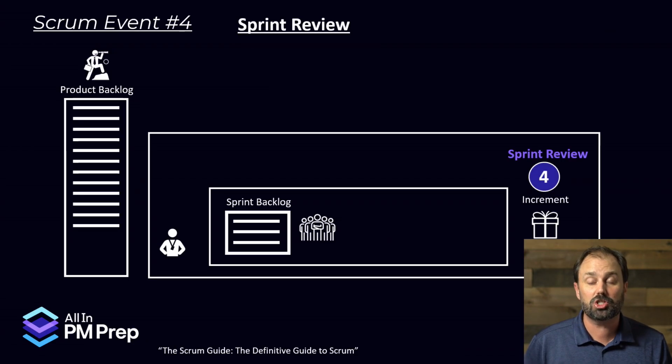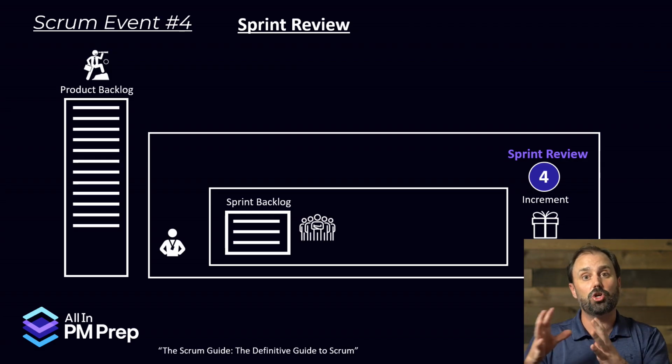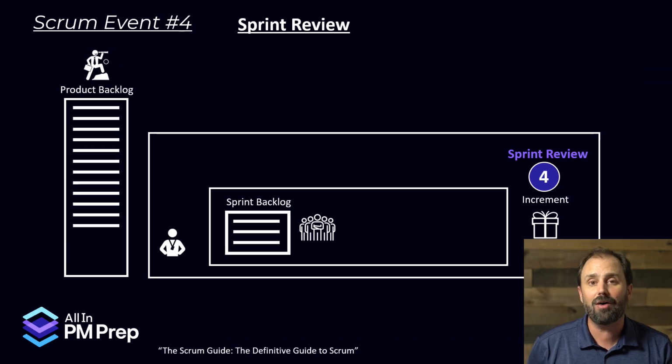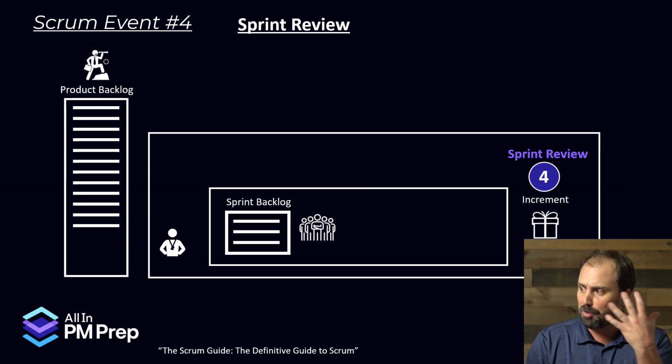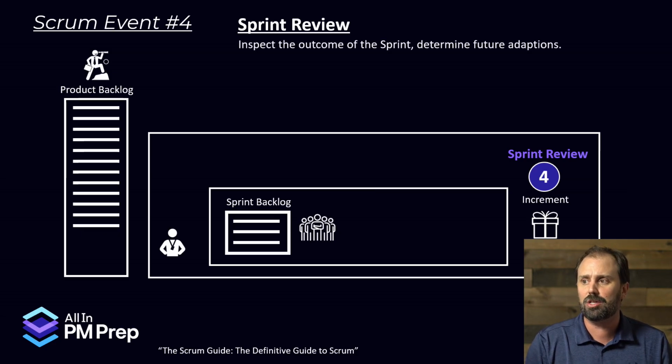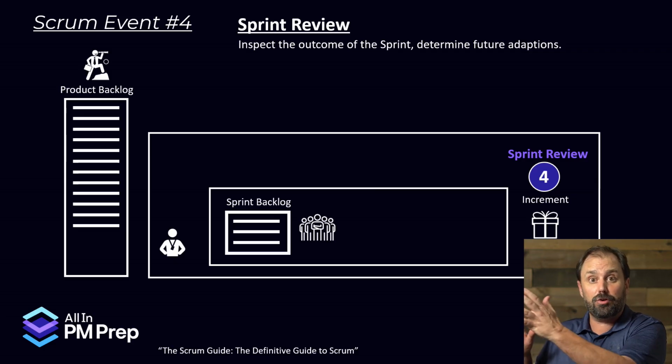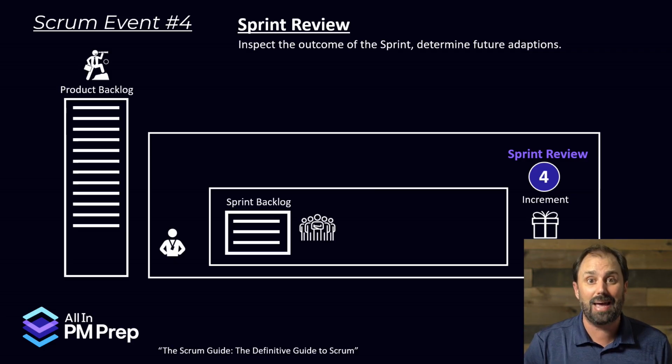The next meeting is called the sprint review. Now, at the end of the 2 weeks, the timer goes off right before the end of it, and it says, boom, it's sprint review time. And what they want to do is inspect the outcome of the sprint to determine basically what was completed and what future adaptations need to be made, okay?